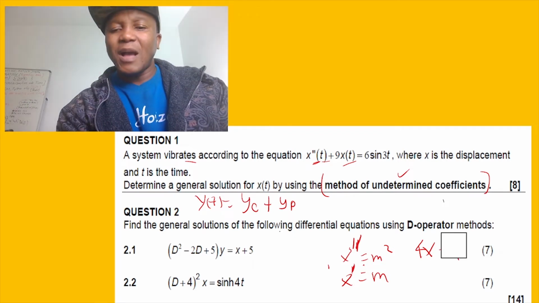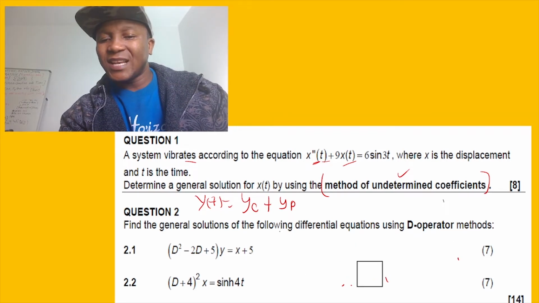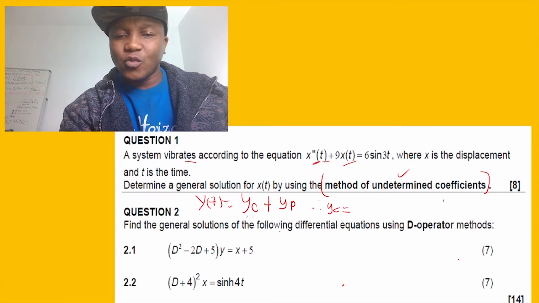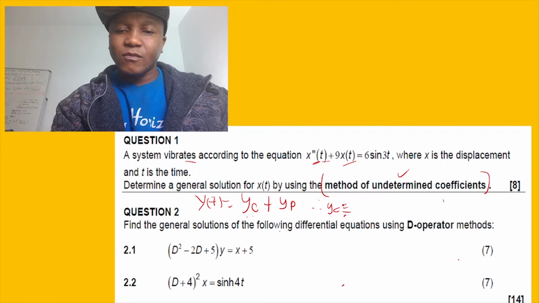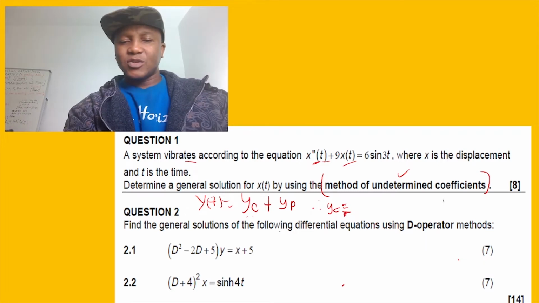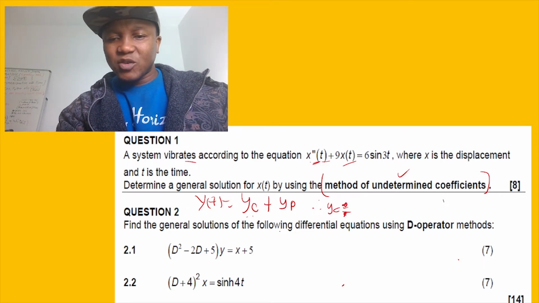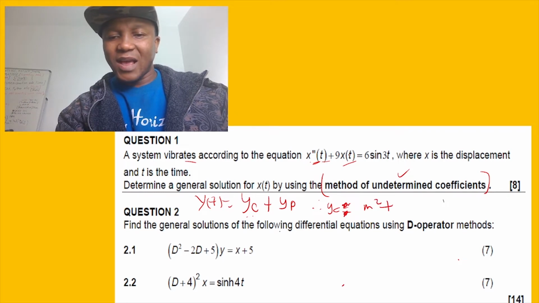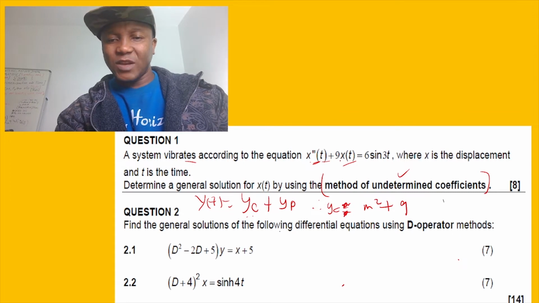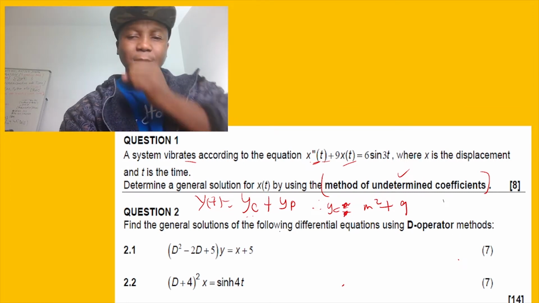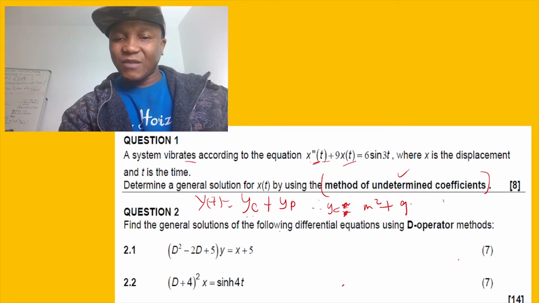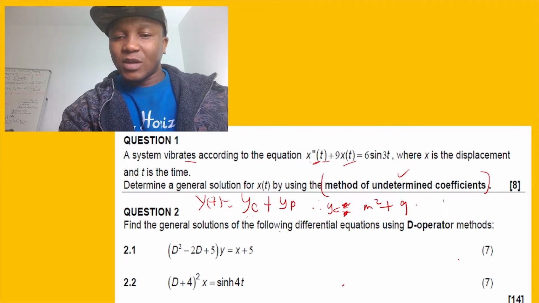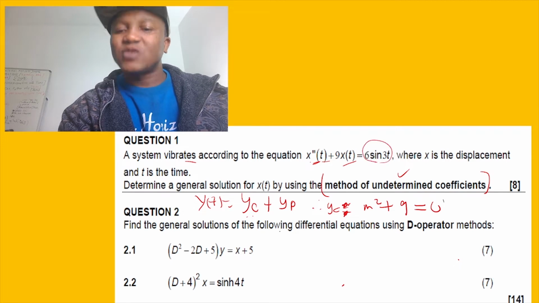If you come back to the equation now, to get the auxiliary solution, yc, we're going to say m squared plus 9 equals 0. Since there is no first derivative here, it's just a 9. If it had a first derivative, we'd write 9m, but it does not, so just a 9. And this equals 0.